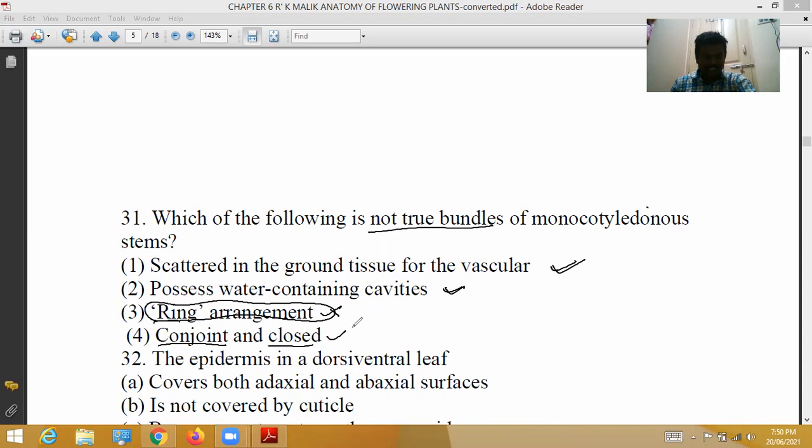Conjoint means xylem and phloem are present on the same radius in one bundle. Closed means cambium is absent between xylem and phloem. It is commonly seen in the monocot stem. So among these four options, the wrong statement, not a true feature, is the ring arrangement. The third option is the wrong statement.